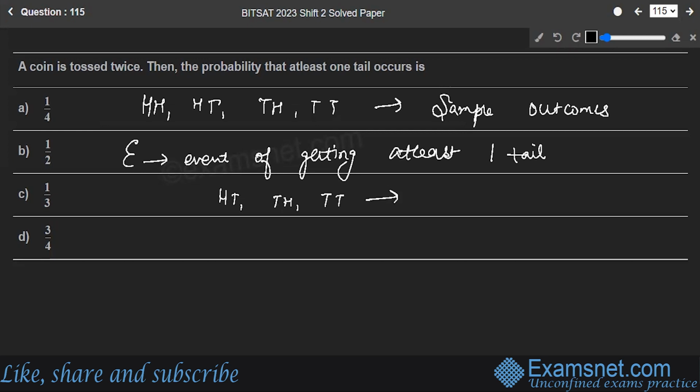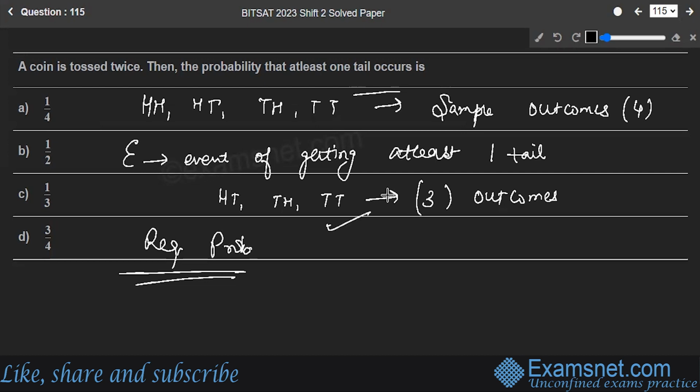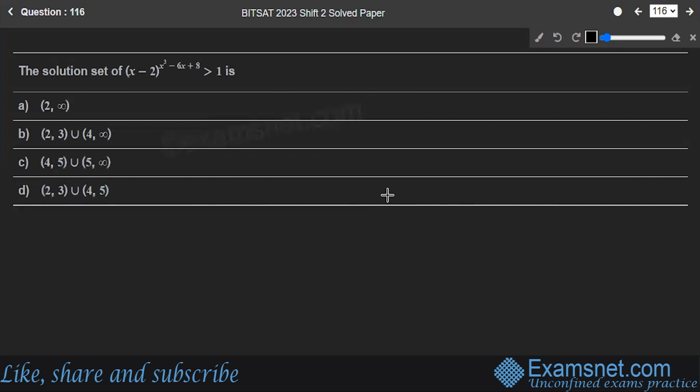So 3. And how many sample outcomes are there? You have 4 outcomes over here, and you have 3 outcomes over here. So the required probability, that is at least one tail occurs, is 3 upon 4. That makes option D the correct answer. So this was a pretty easy question. Hope you got that. Next is question 116.